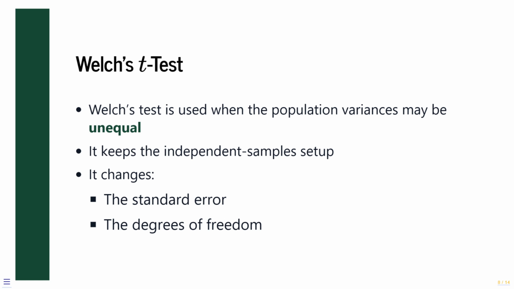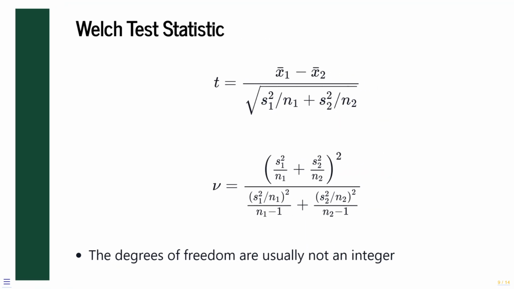If the equal variance assumption is doubtful, we use Welch's t-test instead. Welch's method still compares two independent means, but it uses a different standard error and an adjusted degrees of freedom formula. The Welch t-statistic uses s sub 1 squared over n sub 1 plus s sub 2 squared over n sub 2 in the standard error. The degrees of freedom are approximated by the Welch formula, which often gives a non-integer value.